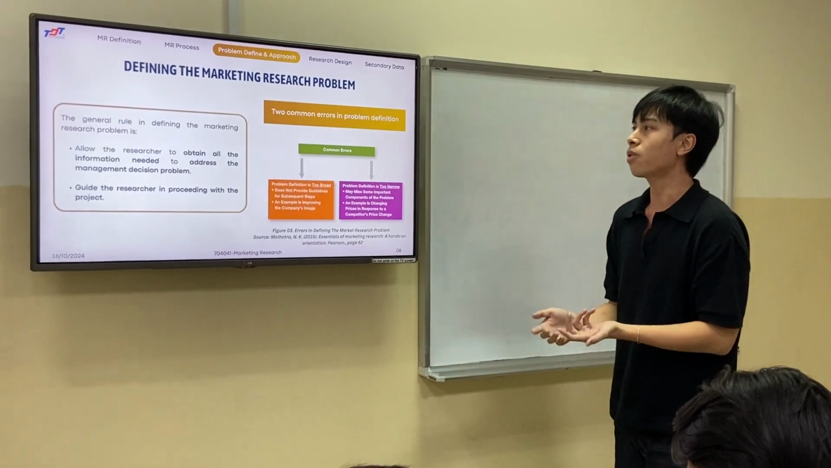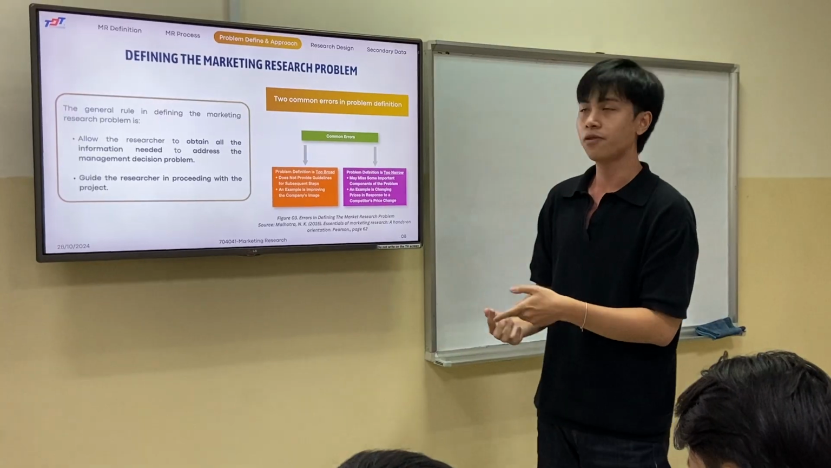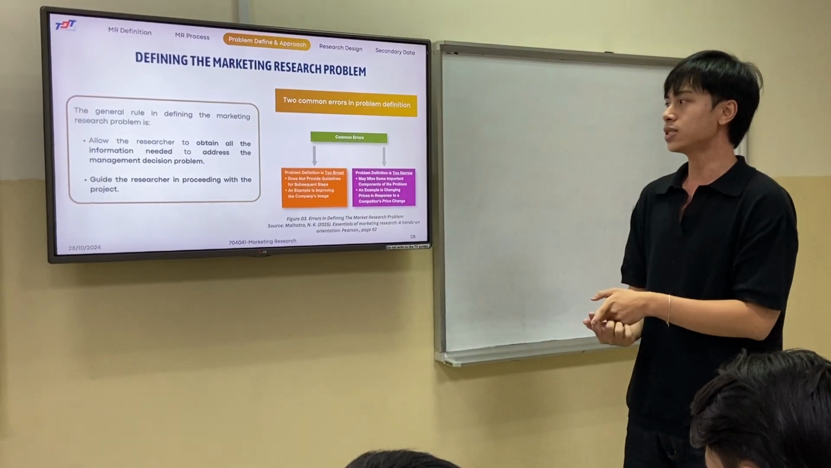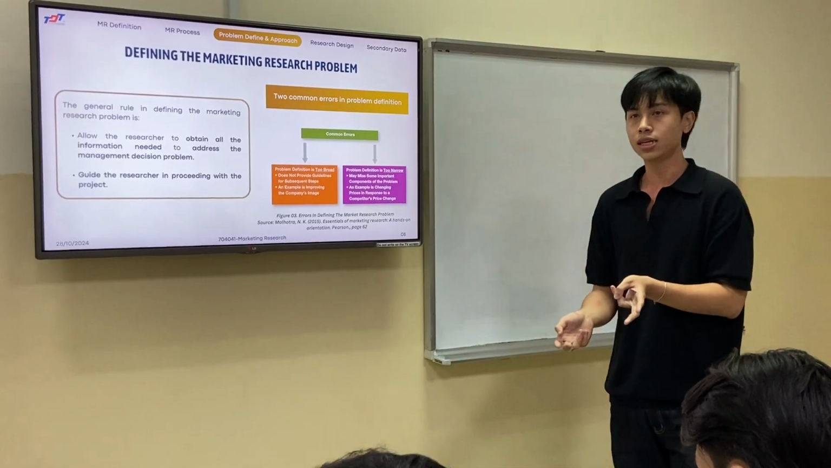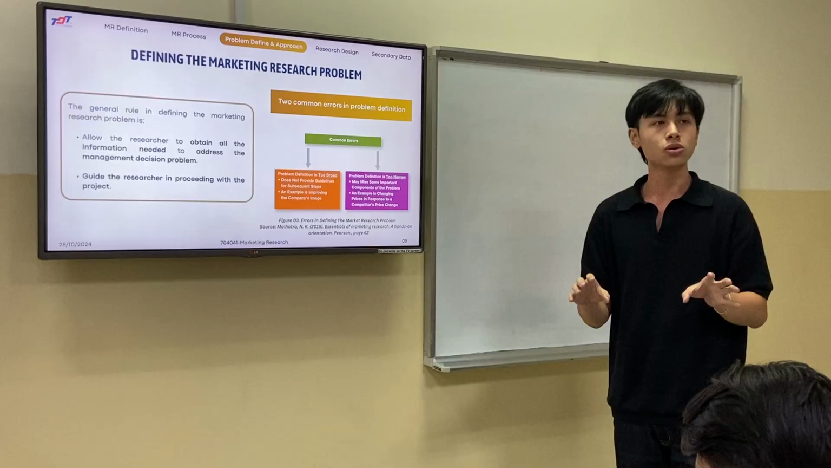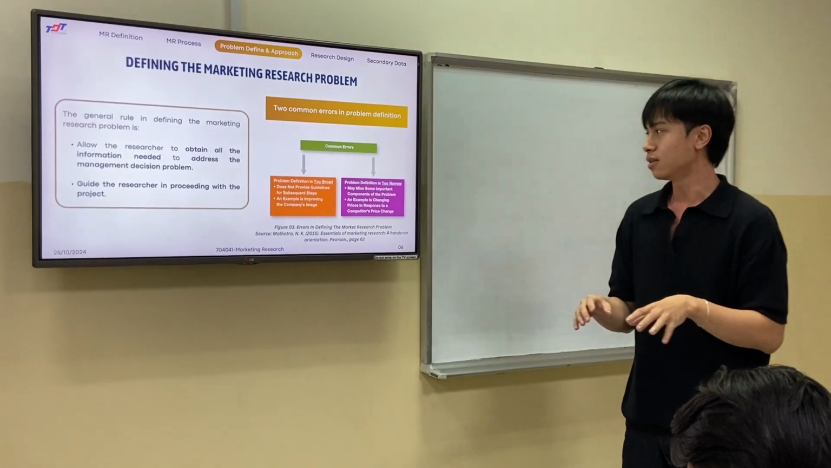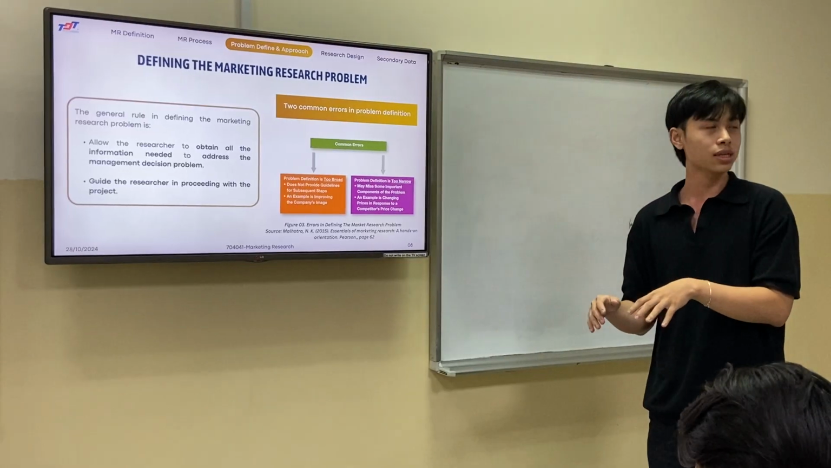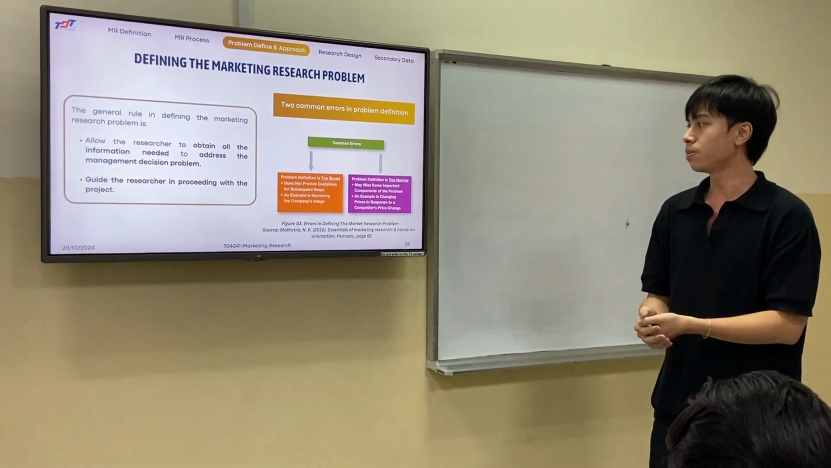Defining the market research problem has some rules: you have to allow the researcher to obtain the information needed, and you guide the researcher in proceeding with the project. There are two common errors. Sometimes the problem is too broad, so it's not focused on something, and sometimes it's too narrow, so it doesn't have the chance to develop into something bigger.